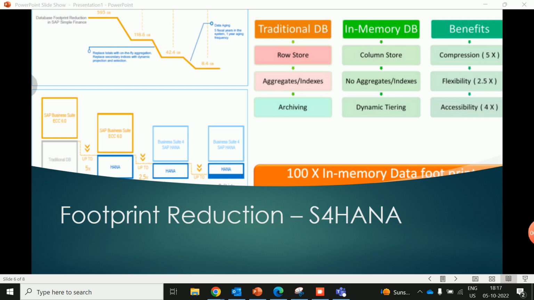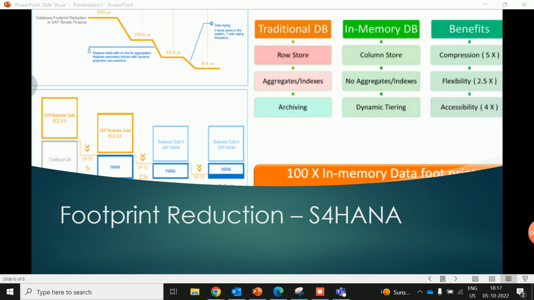Why? Because S4 HANA database stores data in columnar fashion. So in columnar fashion, when we are compressing data, we have achieved 100x in-memory compression. That is an advantage.